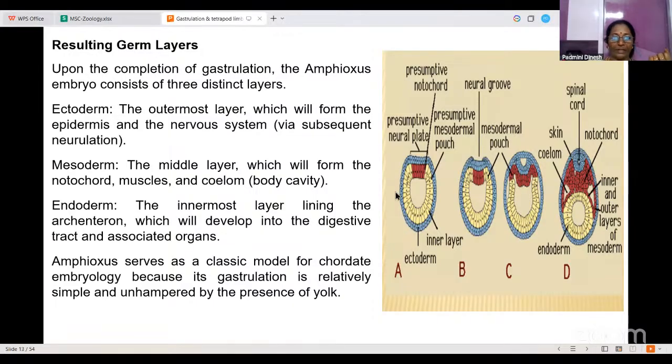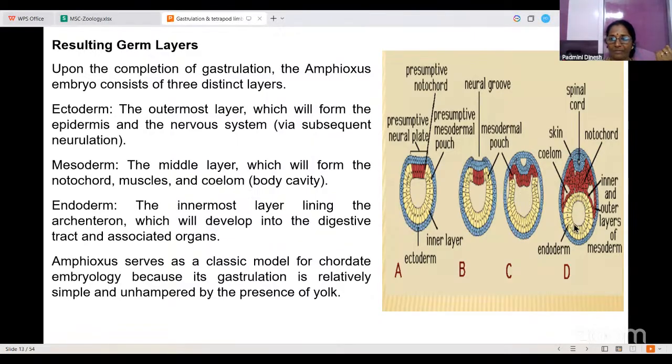So you have this outer ectoderm, which is going to be forming the nervous system and the epidermis. The mesoderm, the in-between one. So this is the mesoderm over there, the middle layer, which is going to form the notochord. The side ones are going to be forming the muscles and the coelom, the body cavity.